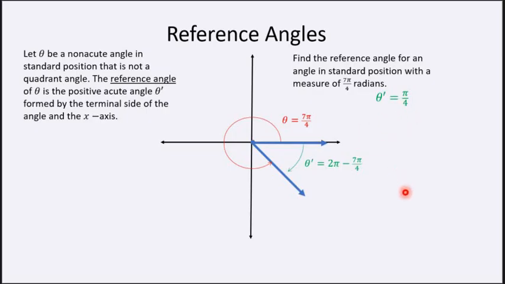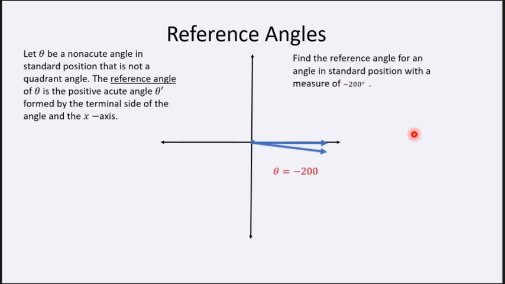All right, now let's take a look at how this works with negative angles. We have this example. Let's look at a negative 200-degree angle, and we want to find the reference angle for it. You'll notice that we are just beyond a negative 180-degree angle. So what we're going to have to do here is subtract away that negative 180-degree angle from the negative 200-degree angle.